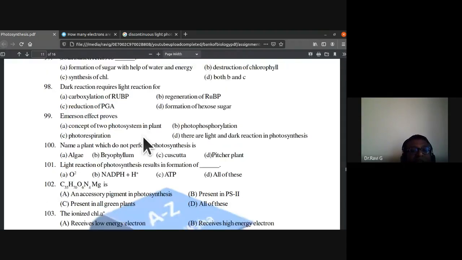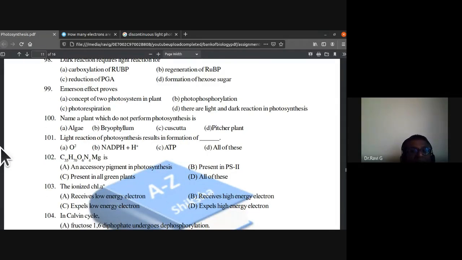Emerson effect, 99th. What does the Emerson effect prove? Concept of two photosystems.